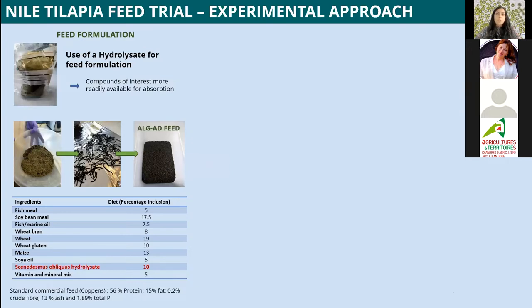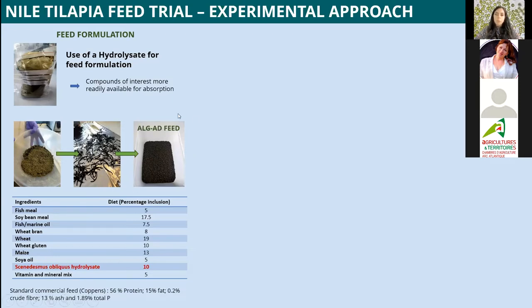Similarly to Philippe's experiment, we have also used hydrolysate for the feed formulation. So I will not describe the process again. But we've used this hydrolysate of Scenedesmus obliquus and mixed it with several ingredients in order to formulate the feed. We passed the substance through an extruder and obtained this spaghetti-like substance that you can see in the second picture here. And once we've dried this for about a couple of hours, we blitzed it and obtained these pellets.